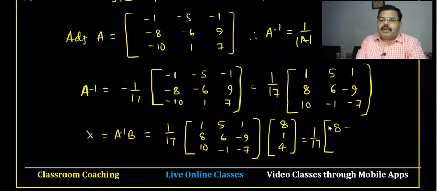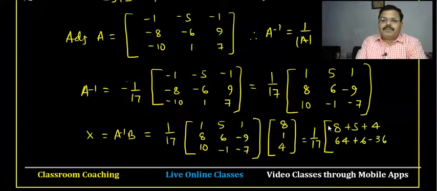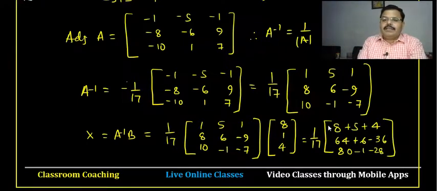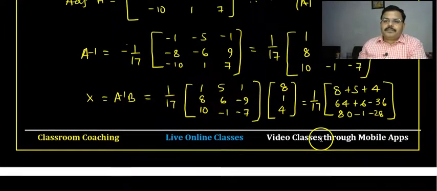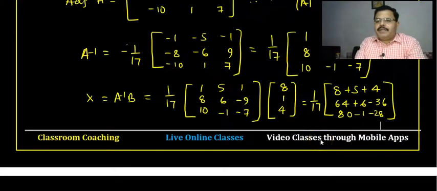5 plus 4, 8 plus 5 plus 4, that will be 8 into 8, 64, plus 6 into 1, 6, and 9 into 4, 36, 10 into 8 is 80, and minus 1 and minus 7 into 4 is 28, and that will come up like 8 plus 5 plus 4, 12, plus 5, 17. So 17 divided by 17 is nothing else but I can write 1.